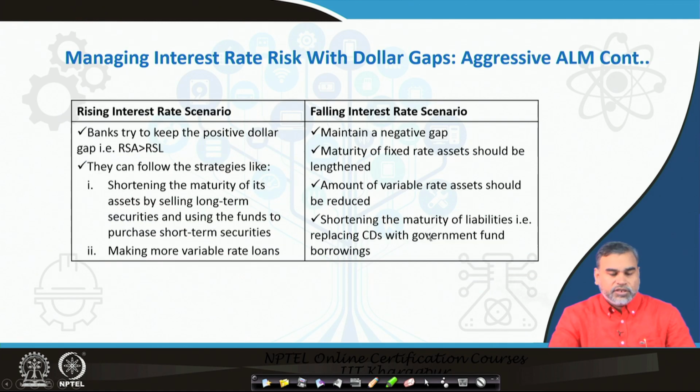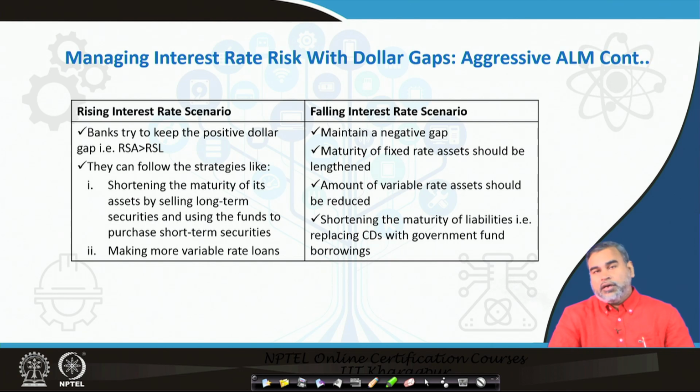Then, what kind of strategy do commercial banks follow in the practical sense when two situations arise, either the interest rate is increasing or the interest rate is declining? In these two situations, if there is a rising interest rate, as I already told you, the banks will always be interested in keeping their dollar gap value positive. That means your rate sensitive assets should be more than the rate sensitive liabilities. So, how can they do that?